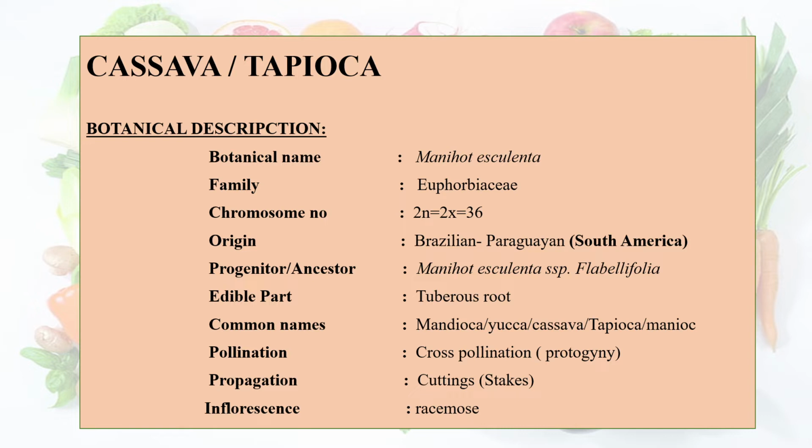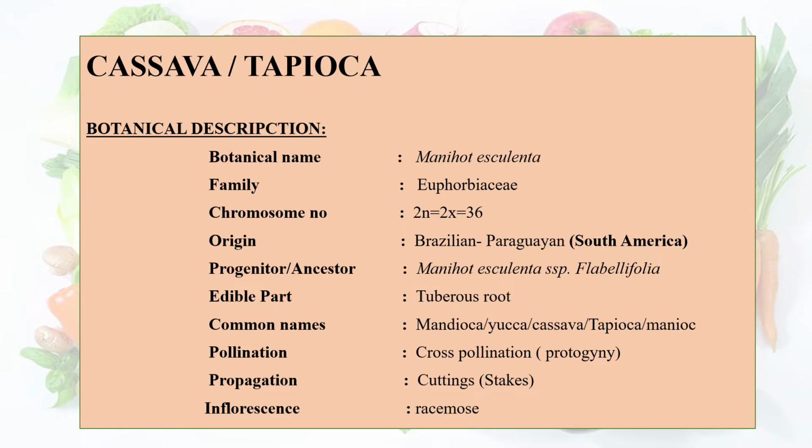And the pollination. It is mostly cross pollination. Sometimes self pollination is also seen in cassava. It is protogynous. Inbreeding depression is more in this. And also natural pollination occurs due to honeybees. Propagation is through cuttings or stakes. It is also called stakes.